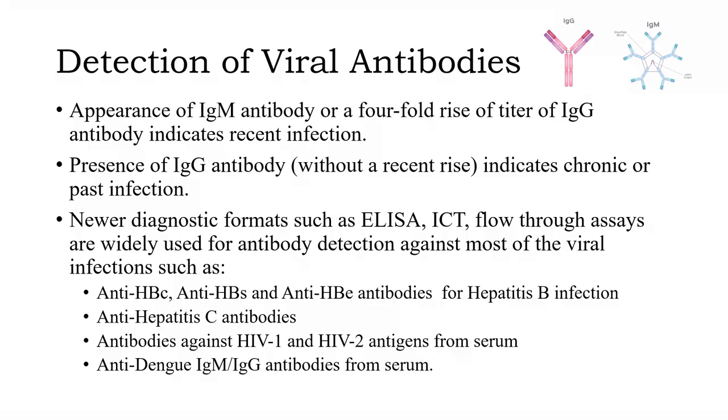You have ELISAs, immunochromatography, and flow through assays which are routinely used. You have various examples for that. You have the anti-HBc, anti-HBs, anti-HBe, etc., hepatitis C antibodies also. You have antibodies against HIV-1 and HIV-2 antigens as well.